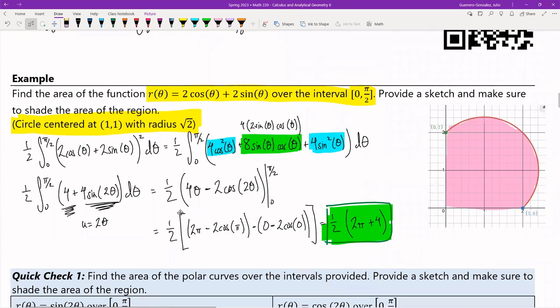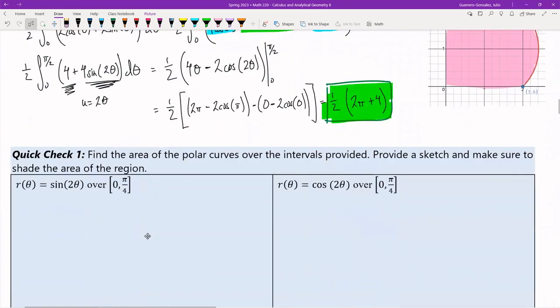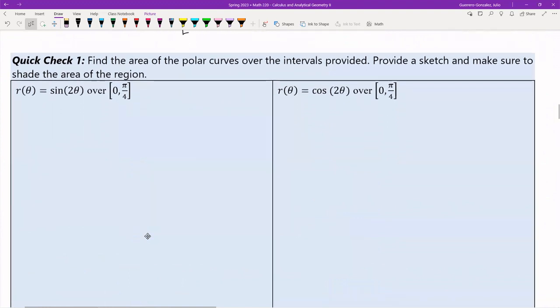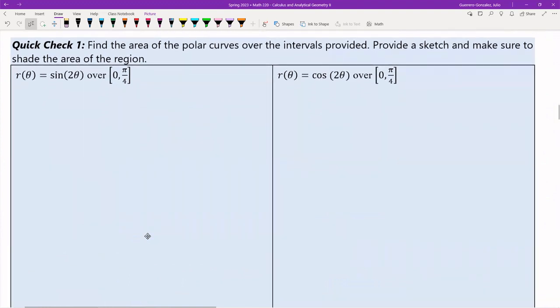Cool? Okay. I want you guys to try this now. I want you guys to try it. So find the area of these two polar curves.